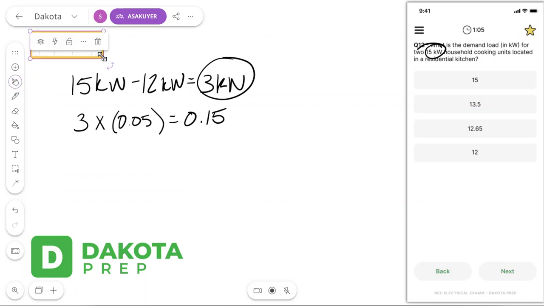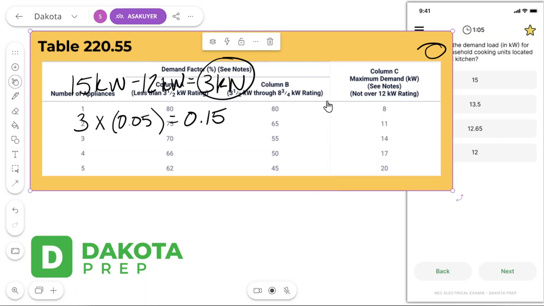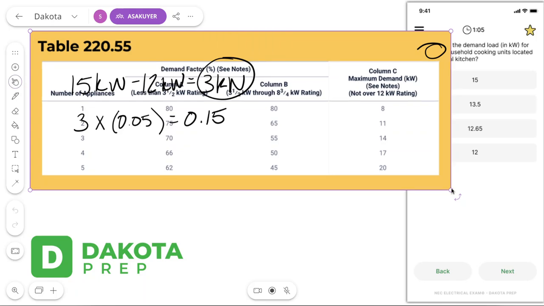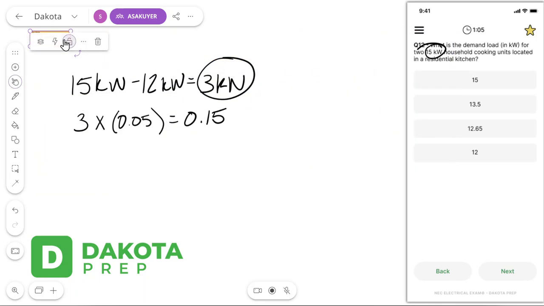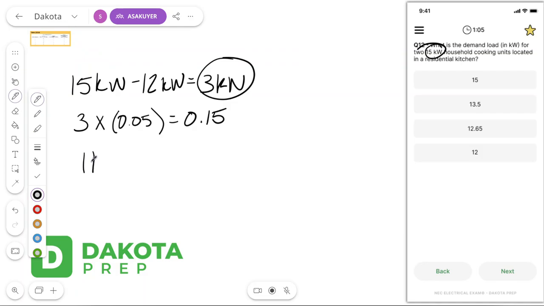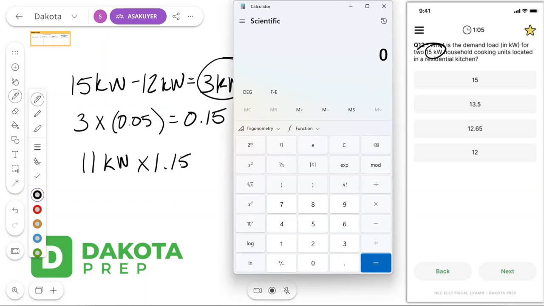Okay, so we remember what our number was for 2 cooking units. It was 11 kW. So we need to increase 11 kW by 15%. So 2 ways to go about that. The easiest way, just multiply that by 115%, right? 100% of 11 and then increase it 15% would be 115%. So we say, okay, 1.15 times 11, and it's 12.65.